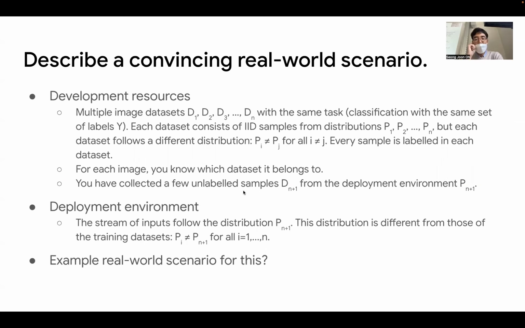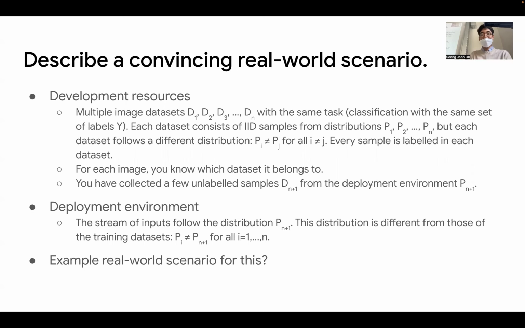Right. So it's an exercise. Can you describe a convincing real-world scenario for the following kind of setting? During deployment, you have multiple image data sets, which are all different. And at deployment time, you have a new kind of distribution. So the question is, can you come up with an example real-world scenario for this? This is probably going to be part of exercise 1, okay?